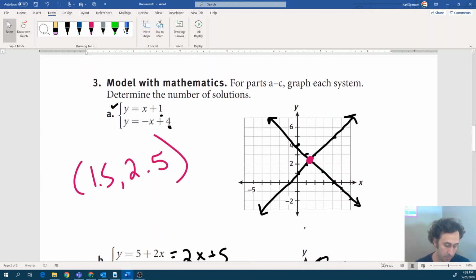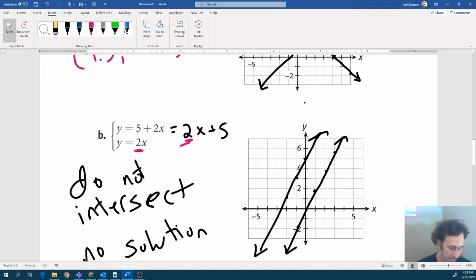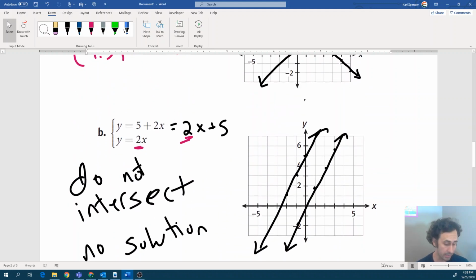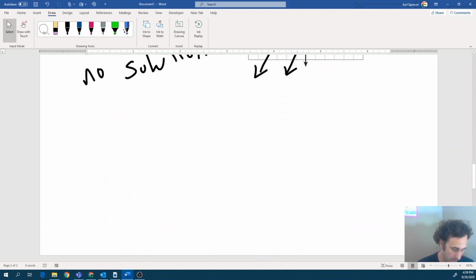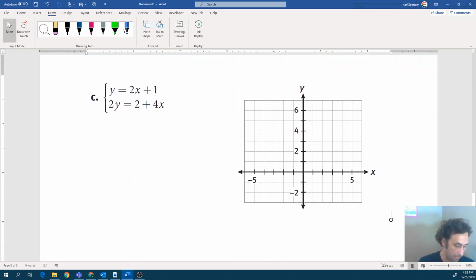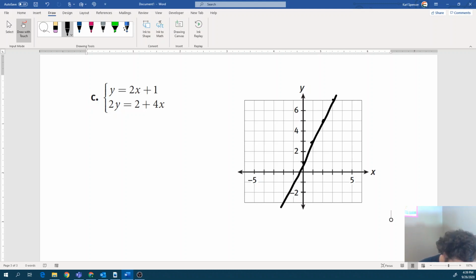So our first example, the two lines intersected each other. Our second equation, our two lines, well, they didn't intersect. They run next to each other. So there is no solution. Let's look at our third example. If I graph that first line, y-intercept 1, slope of 2, I graph it, looks something like that.